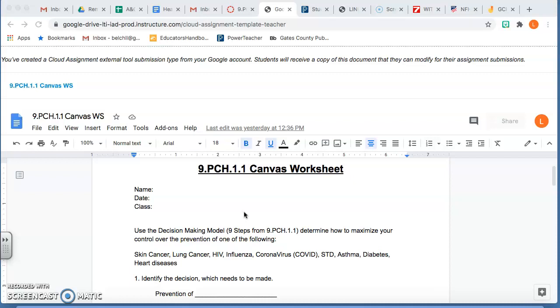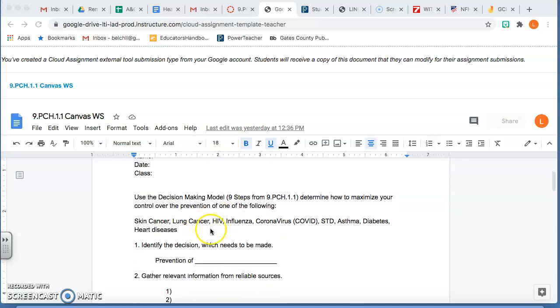So going through this worksheet and how to create it, I will verbally make some examples so that you understand how to complete this. Of course, use the decision-making model, which is the 9 steps from PCH 1.1 to determine how to maximize your control over the prevention of one of the following: skin cancer, lung cancer, HIV, influenza, coronavirus, which is known as COVID, STD, asthma, diabetes, or heart diseases.